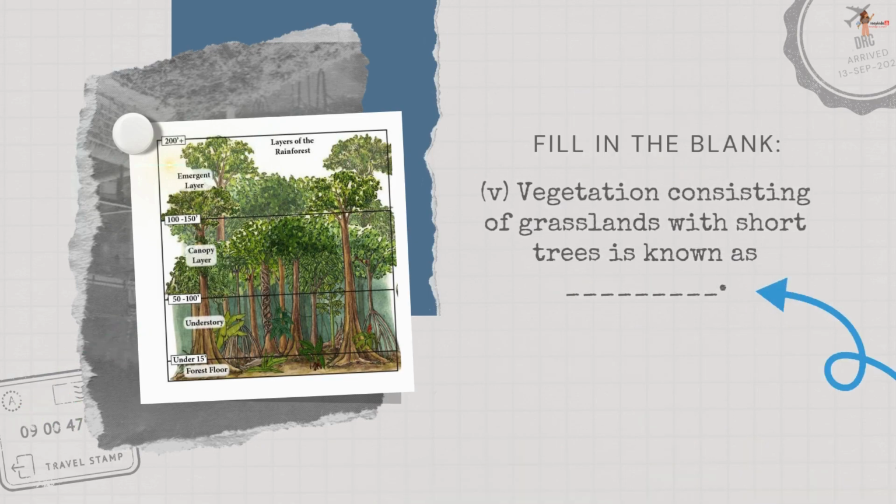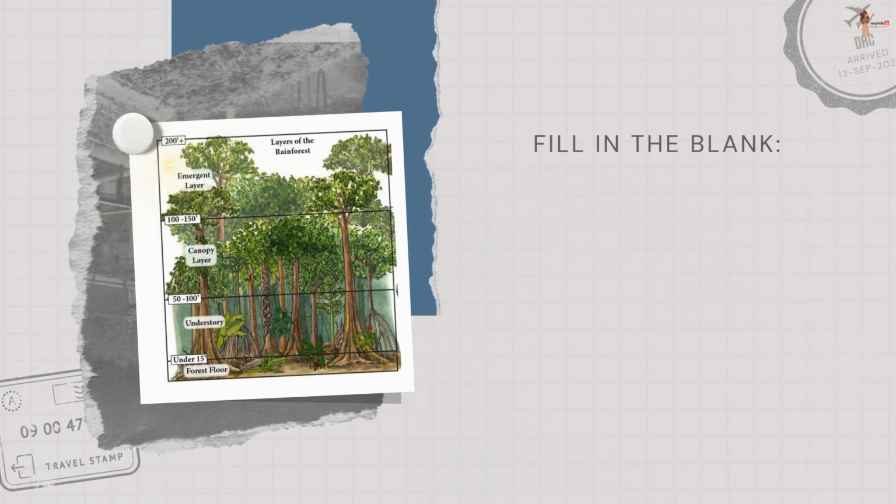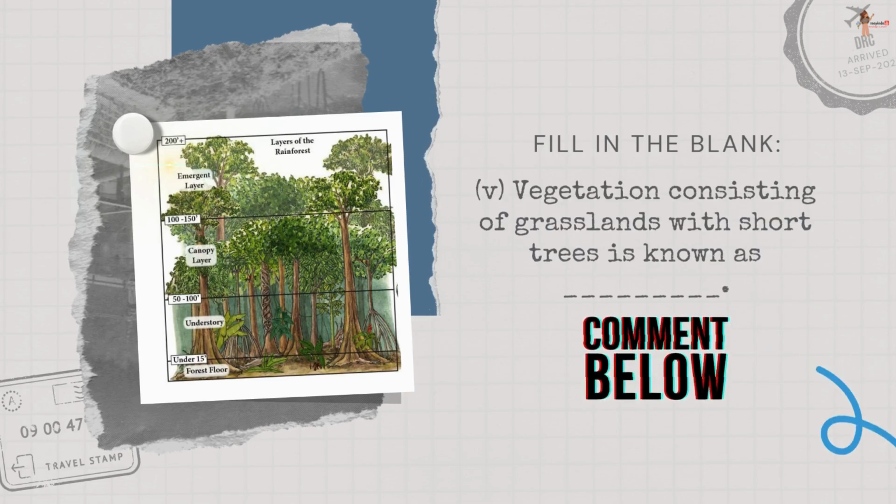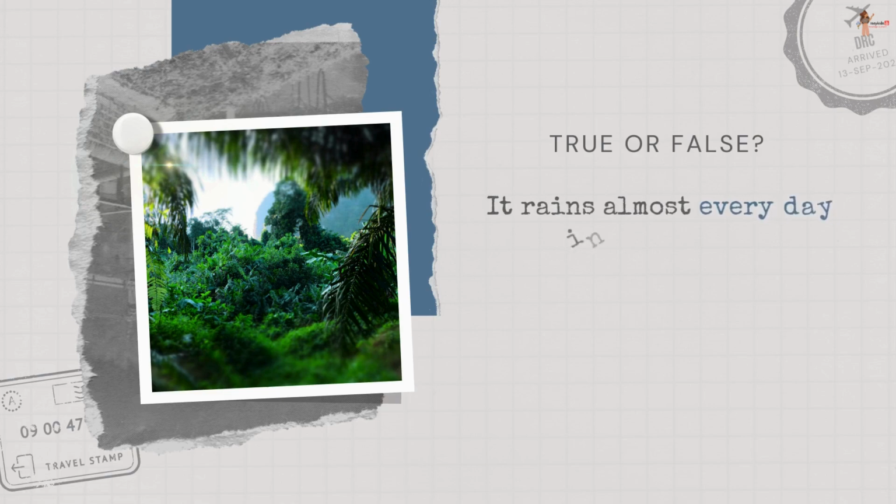Vegetation consisting of grasslands with short trees is known as? Comment below and let me know. Now, let me ask you a true and false type question too. It rains almost every day in the tropical rainforests of DRC. Is it true or false?